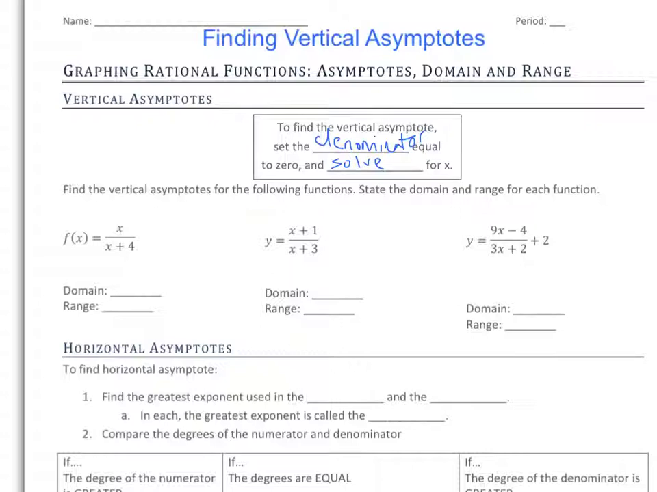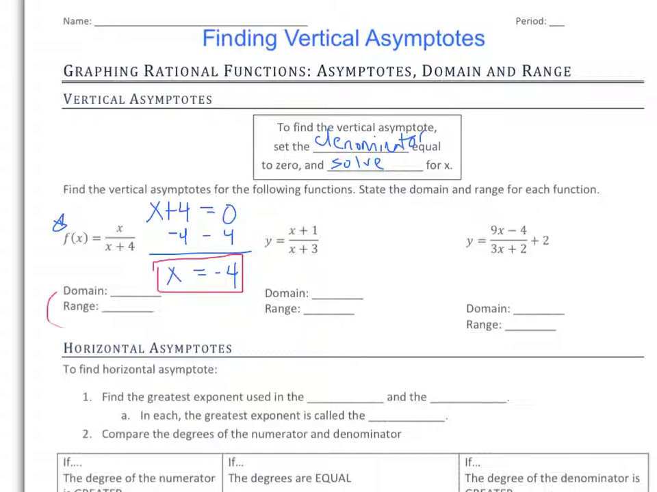On this one here, I'm going to set x plus 4 equal to 0. Solve it for x, subtract 4 from both sides, and I get x equals negative 4. Now, the vertical asymptote is a vertical line, and so when you graph x equals negative 4, you're actually talking about the equation of that vertical line.